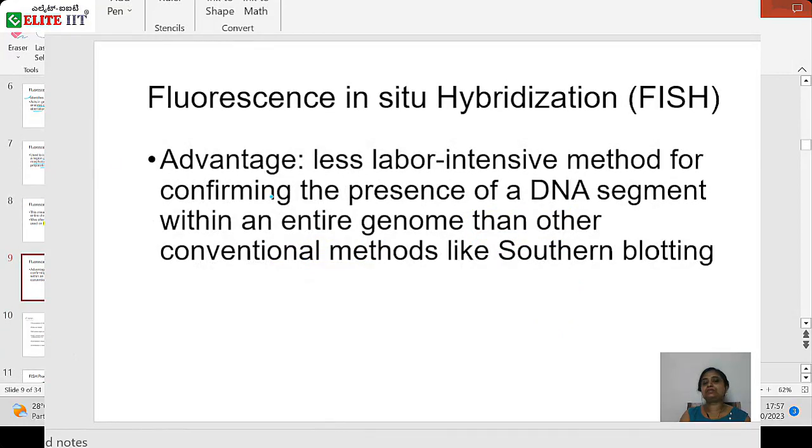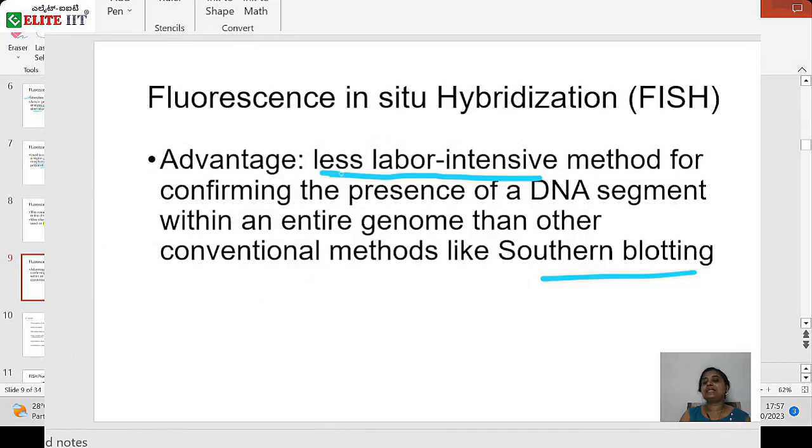What are the advantages? In this process, it is less labor intensive, as I told you, as compared to Southern blot; very little labor is required. Although, you should have a proper microscope in order to observe, and you have to use probes. Probes with fluorescent compounds are not easy to construct, and the price is very high to design any probe. But you don't have to follow a lot of steps.